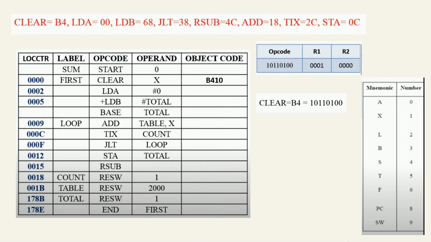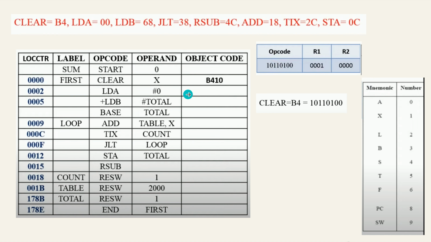Nothing is there. So how do we generate the object code now? We take these 4 bits, these 4, and these 4. So it is going to be B410. The object code for clear is B410. That is what we are going to write over here. B410 is the object code for this first statement.